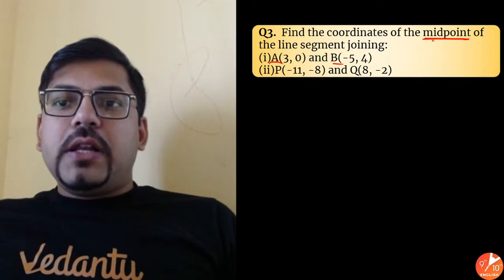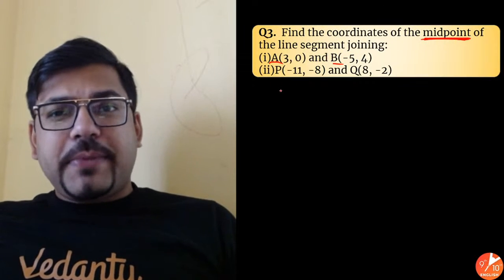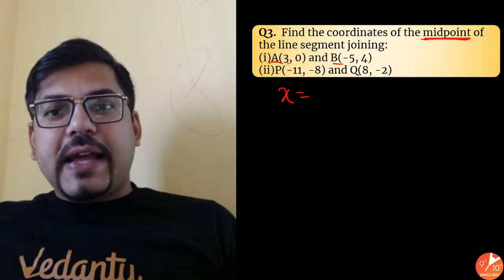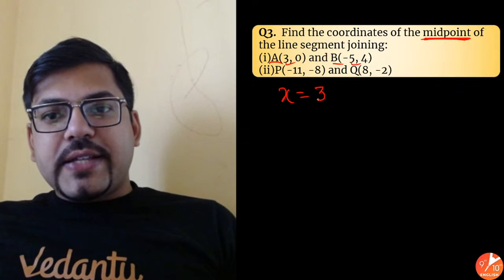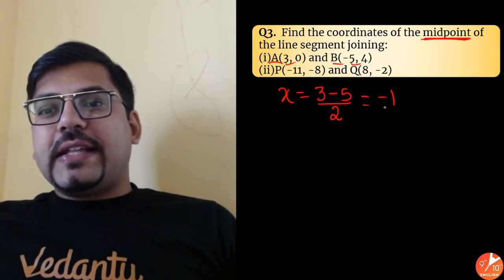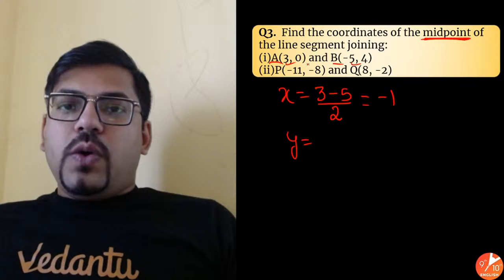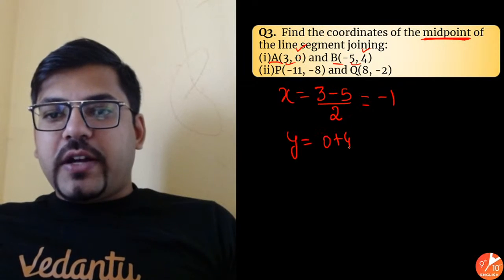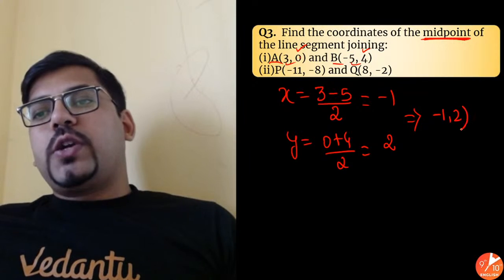So people, if we have to find the midpoint, you know the midpoint formula, it's pretty simple. X is nothing but x1 plus x2 divided by 2. So that is 3 minus 5 divided by 2. Yes, that is the midpoint formula. So minus 2 by 2, that is -1. And y is again y1 plus y2 divided by 2, that is 0 plus 4 divided by 2, which is undoubtedly 2. So from here you got the midpoint as (-1, 2).